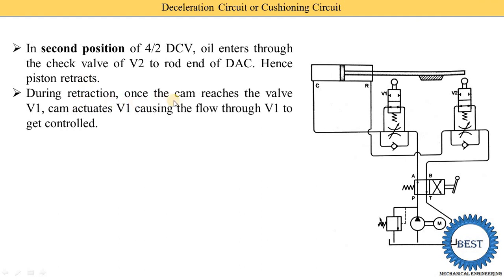During the retraction, once the clamp reaches valve V1, when the piston is moving from right to left, the piston rod is also moving, and this clamp touches V1, which actuates V1, and the flow is controlled. When the piston is here and the oil starts to be supplied, it moves at higher speed, because the oil present on the cap end side of the piston is passed through this check valve, so there is no control of the speed. But at the end of the retraction stroke, we require a smooth end of the retraction.